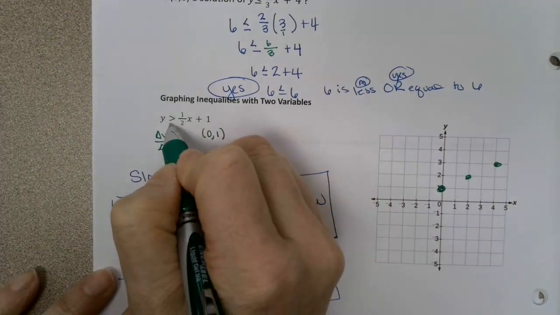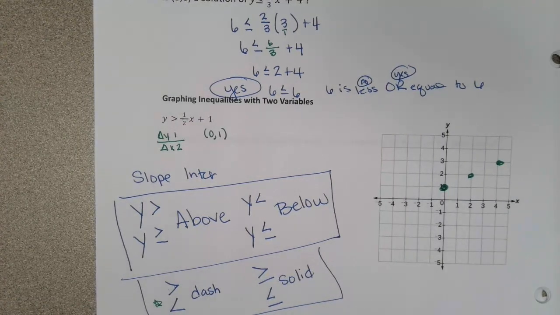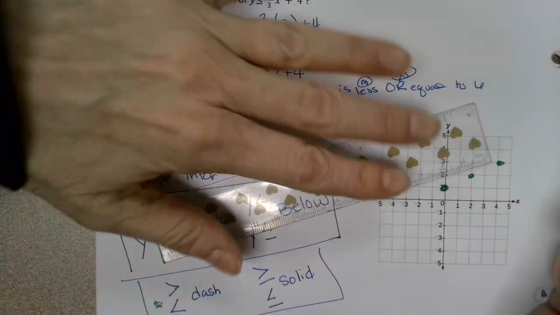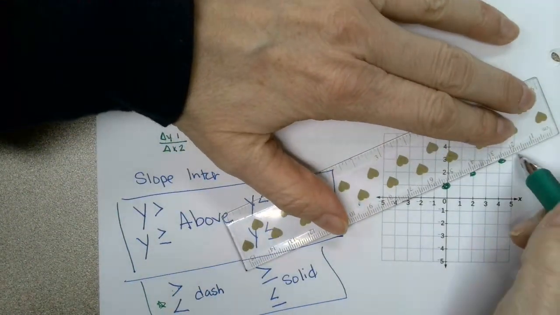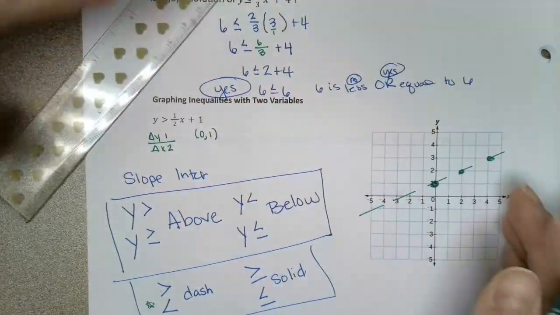This symbol does not have the equal bar under it. It's one of these. So I would have to make a dashed line when I draw it. So I hold my ruler down and just make a few dashed marks along that line.